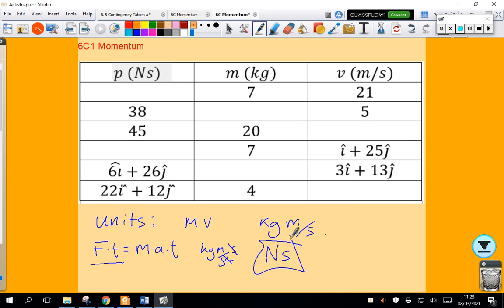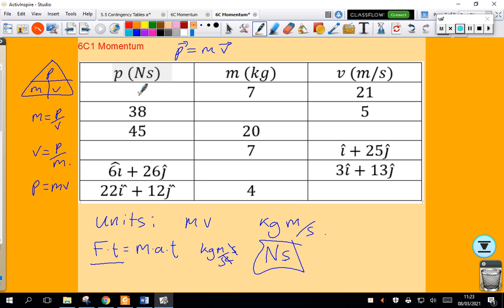So to find p, remember p is equal to mass times velocity. Momentum and velocity are vector quantities. Mass is a scalar quantity. It's one of these relationships we see all the time. Mass is equal to momentum divided by velocity. Velocity is equal to momentum divided by mass. Momentum is equal to mass times velocity. Three versions of the same kind of formula exist.